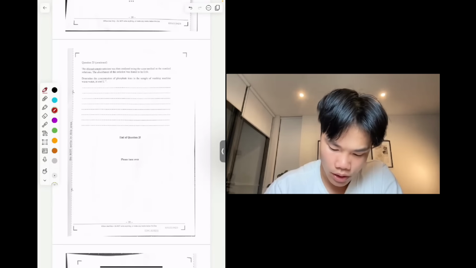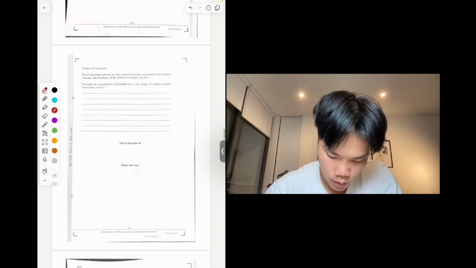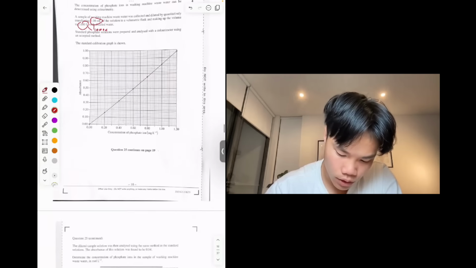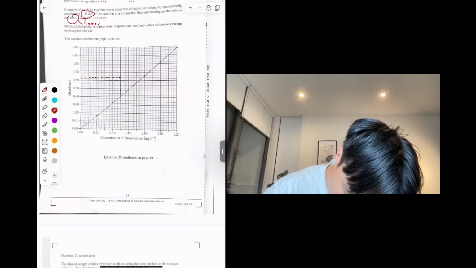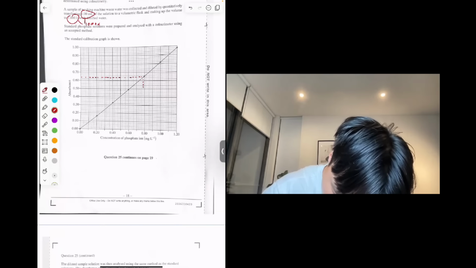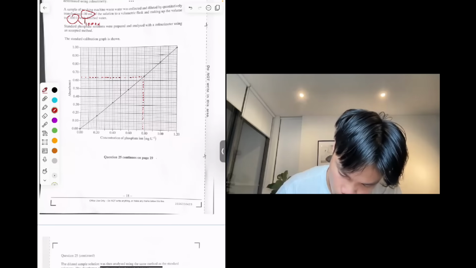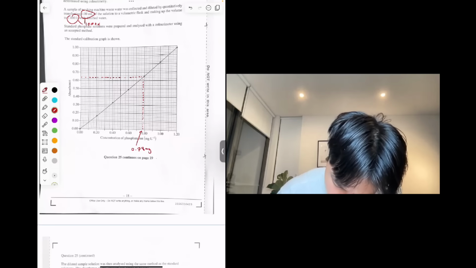The diluted sample was then analyzed using the same method as the standard solutions. The absorbance of the solution was found to be 0.64. Determine the concentration of phosphate ions in a sample of the washing machine wastewater. Okay, so we have 0.64. Let's read that off the graph, drawing a dotted line across. We find the measure correlates exactly to this line. We have 0 margin for error on a read like this, so this is 0.7, so this is 0.78 milligrams per liter.